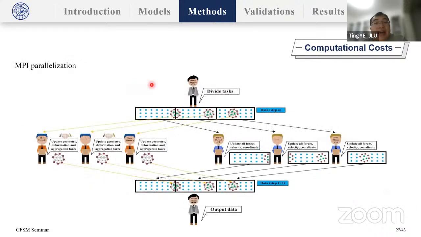We also use MPI parallelization to accelerate the simulation. It is a master-slave configuration. The master thread is responsible for dividing tasks to the slave threads. And the slave threads are divided into two groups. One is for cells to calculate the membrane force. The other group is for particles to update the velocity and coordinates of particles. Once all the results are updated by the slave threads, they are sent back to the master thread for outputting. That's all for the numerical method.